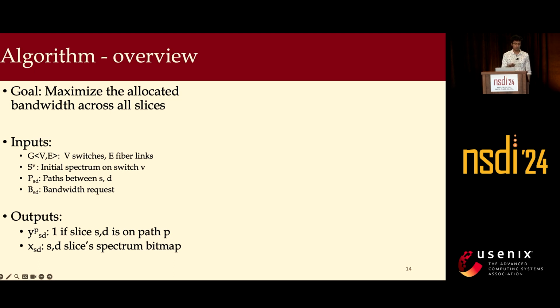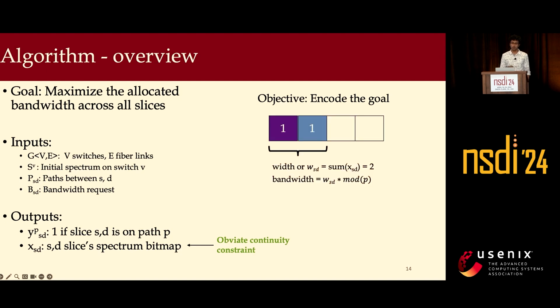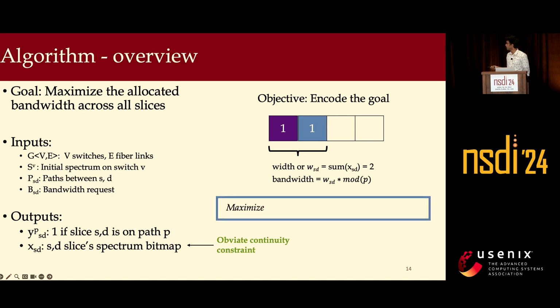So if we notice, the spectrum bitmap on the output is just one variable across all the links. This obviates the need to encode some of the constraints that I talked about and improves our algorithm. So once we have this, we can encode our goal as an objective. So we calculate the bandwidth of a slice by calculating how many wavelengths in the spectrum were allocated to this slice, and then we multiply it with the modulation format to get the bandwidth of the slice. And then once we have this, we maximize over all slice requests, all possible paths on that slice request, if the path was used and how much bandwidth was allocated to it.